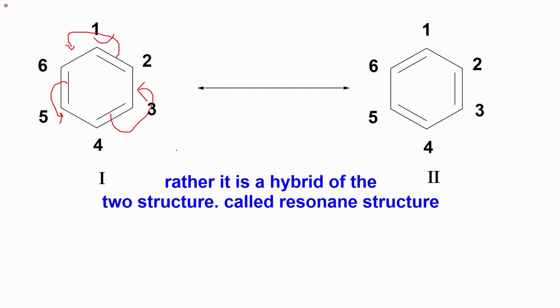Now you can see these are the two structures, but rather it is a hybrid of the two structures, called a resonance structure. So this is called the resonance structure. So benzene can be represented in two ways. One is structure one, and another one is structure two. So in this way we can represent it.